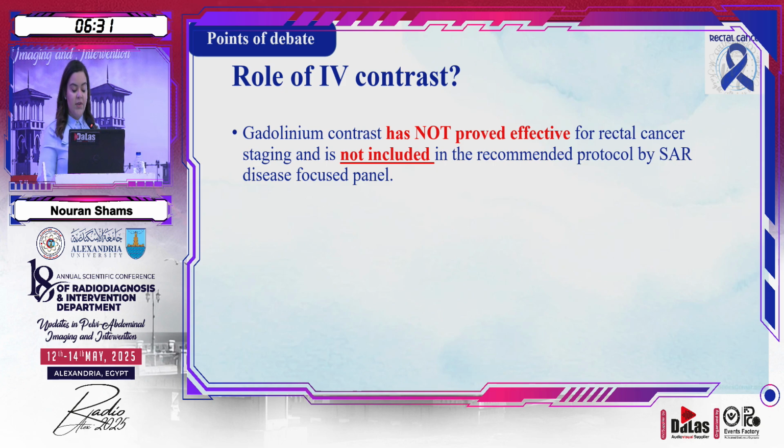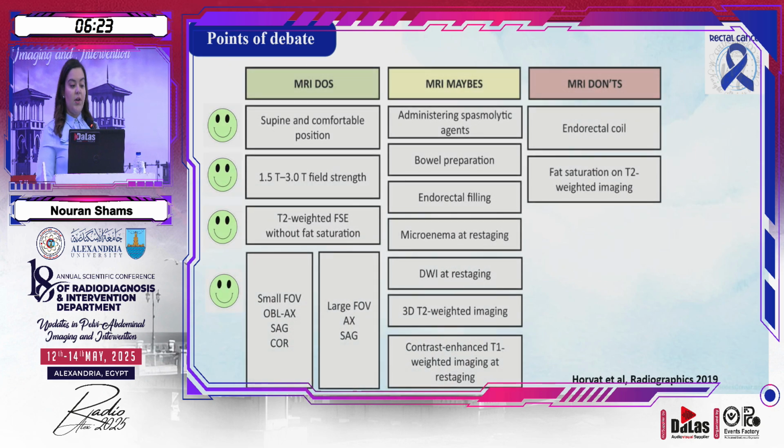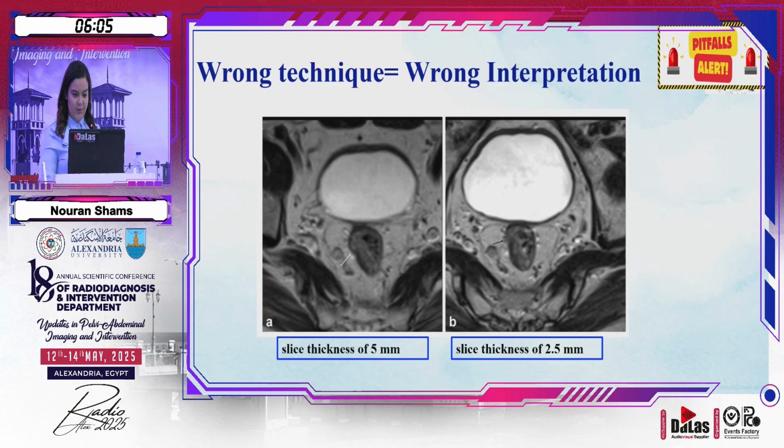Regarding gadolinium, it has not proved to be effective for rectal cancer staging and is not part of the routine protocol. So, to sum up, there are many technical issues and points of debate regarding MRI techniques. However, it's agreed upon that endorectal coil and fat saturation are not advised. Issues such as spasmolytics, endorectal filling, and bowel preparation remain gray zones and depend on individual institutional experience.